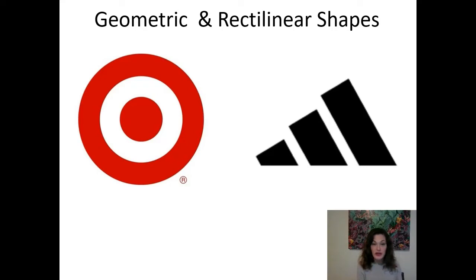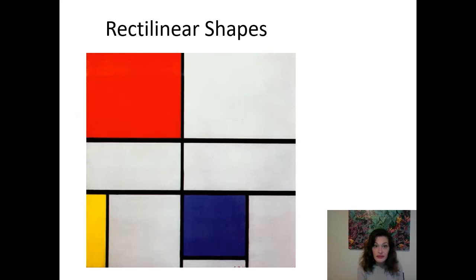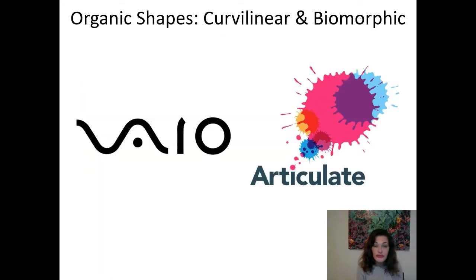So if we look at the target symbol on the left, it is geometric, but it's not rectilinear. We look at the Adidas symbol on the right, it is rectilinear and geometric. Here's an example of rectilinear shape in artwork. And we also have organic shapes.